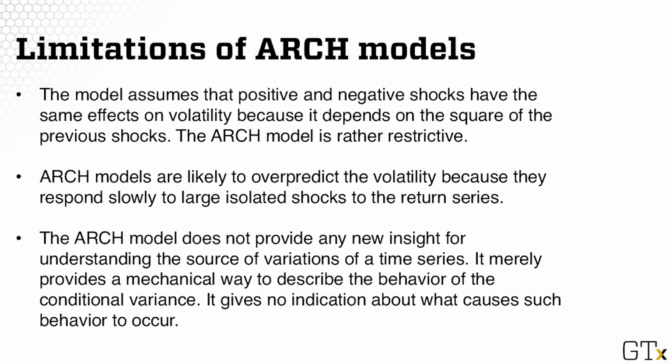The ARCH model is rather restrictive in that the model assumes that positive and negative shocks have the same effect on volatility because it depends on the square of the previous shocks. In practice, however, it is well known that many economic and financial indicators, but also other phenomena or other measures with time dynamics, respond differently to positive and negative shocks, particularly because negative and positive shocks may be of different nature. For example, some negative shocks can be political or environmental, while some positive shocks can be economic-driven.